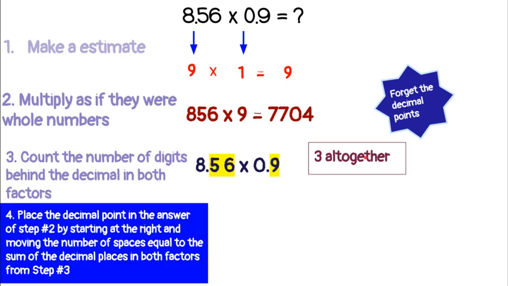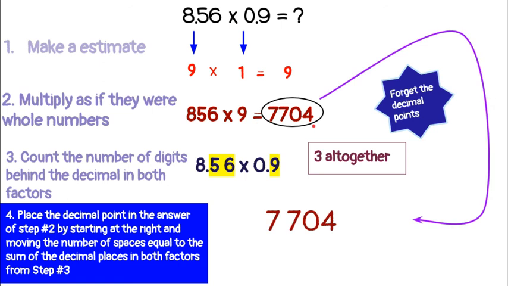And then step 4 is to place the decimal point in the answer of step number 2. So the step number 2's answer was 7,704. We have to bring it down here and start at the right and move your way to the left the number of spaces equal to the sum of the decimal places in both factors from step number 3. So 3 times. So 1, 2, 3. And that's where our decimal point is going to be.